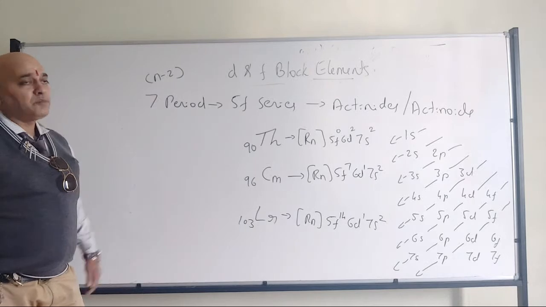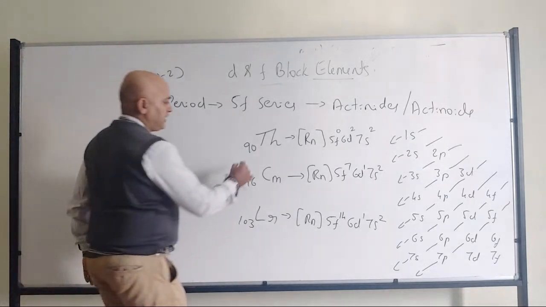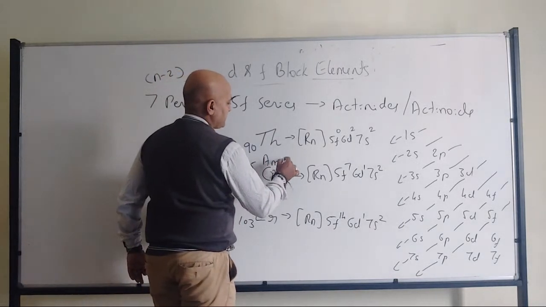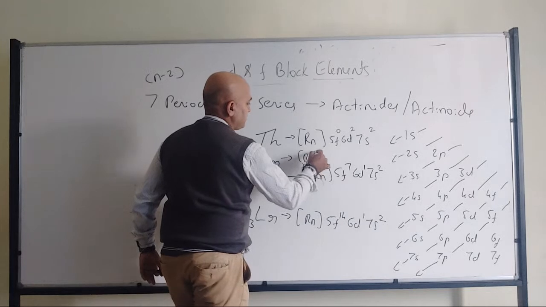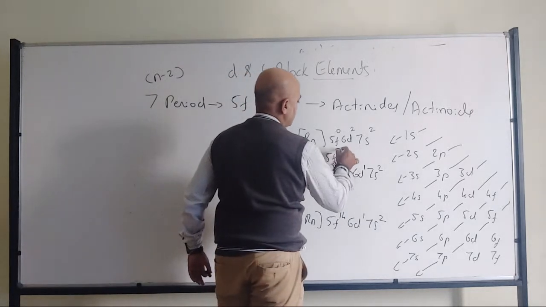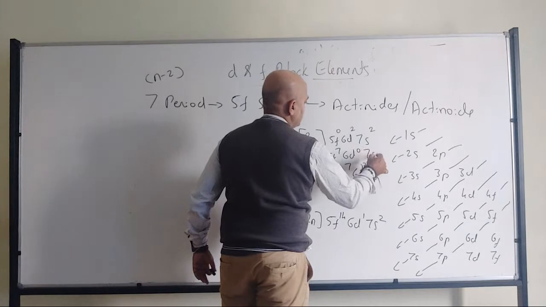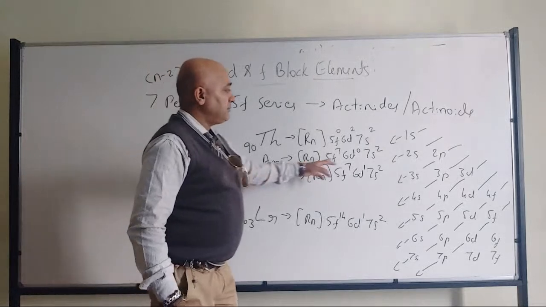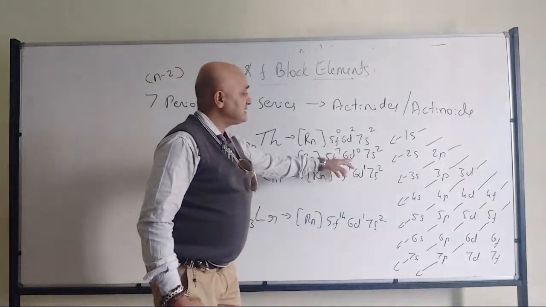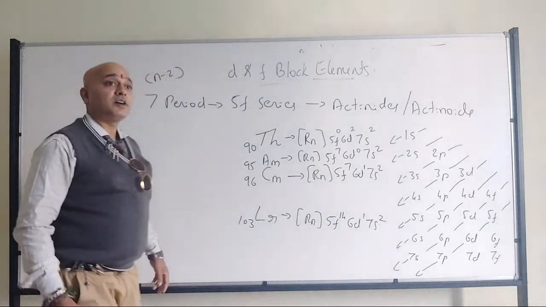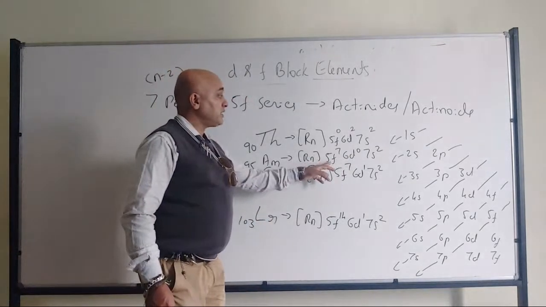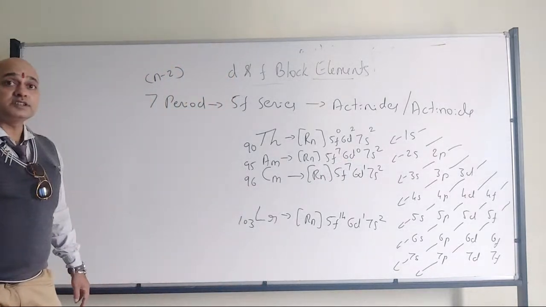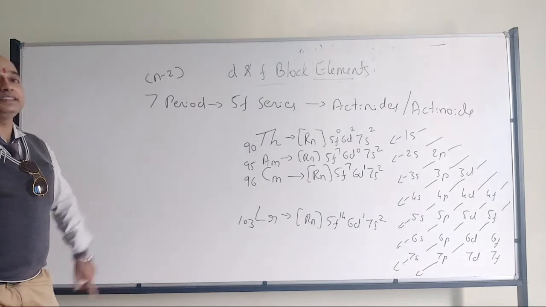So like this, we have some of the electronic configurations. If I take 95, that is americium, Am, it will be 5f7, 6d0, 7s2. Why is it 6d0? To attain the stable electronic configuration. Otherwise it would become 5f6, 6d1. So to have the half filled, it goes for 5f7, 6d0.